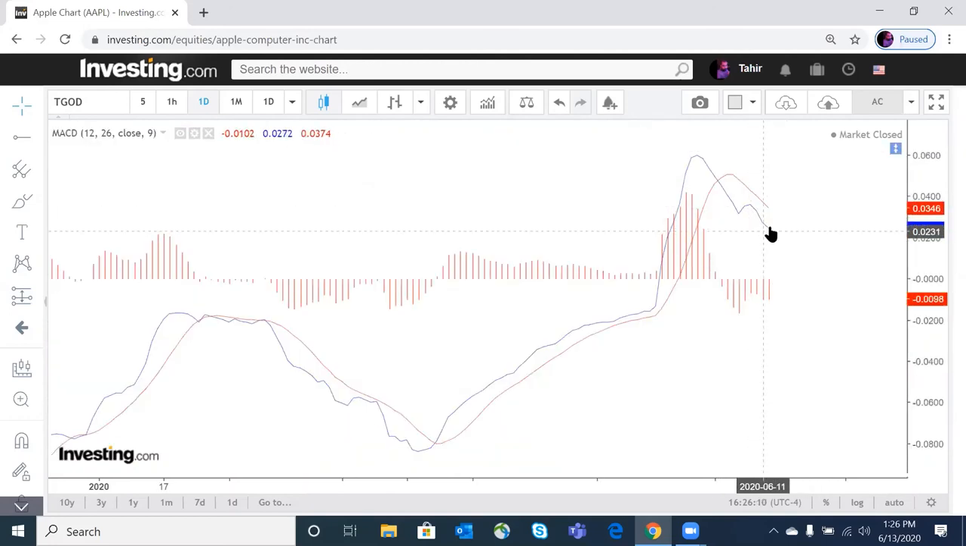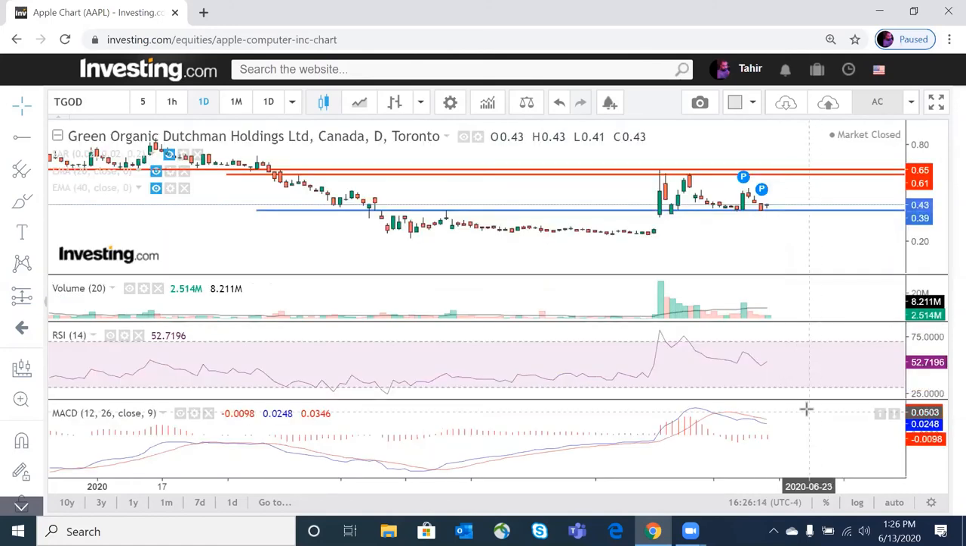Though it has given a little shift, Monday's movement will be very important from the MACD point of view. Volumes are still low. Many of the guys are not trading in this.